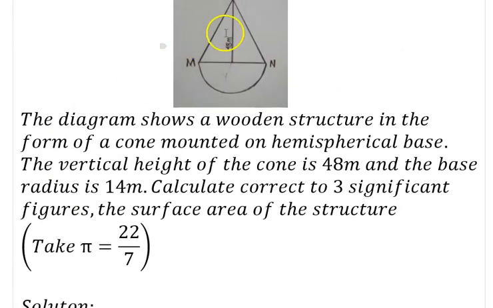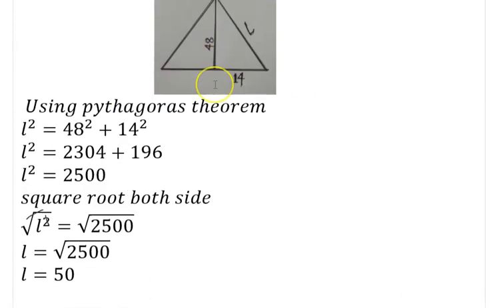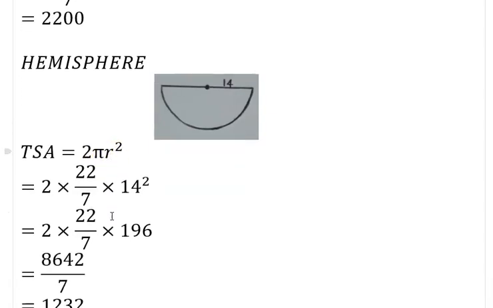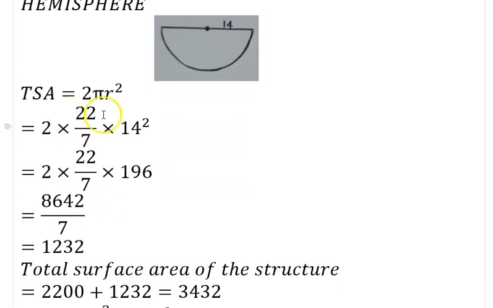Don't forget, we have two shapes here. The second one is the hemisphere. So we dive straight to it. The total surface area of the hemisphere is 2 pi r squared. Don't forget, we know our r already, we've been given. So all we just need to do is to do what? To input our value. We know our pi, 22/7. So 2 pi r squared.